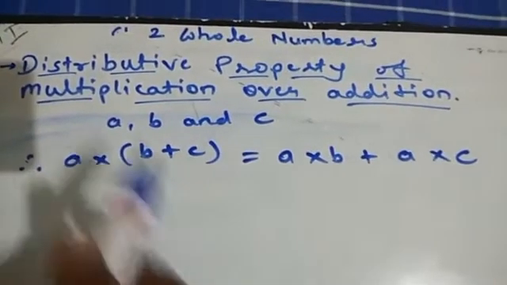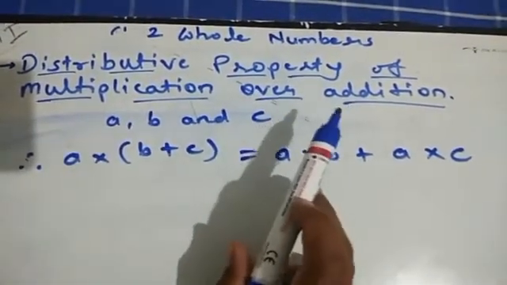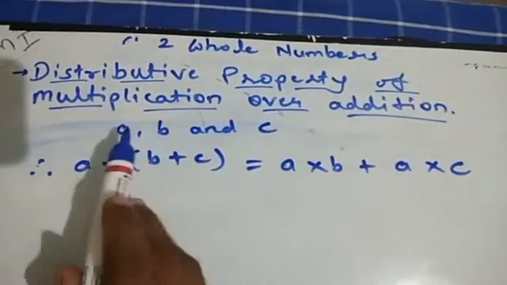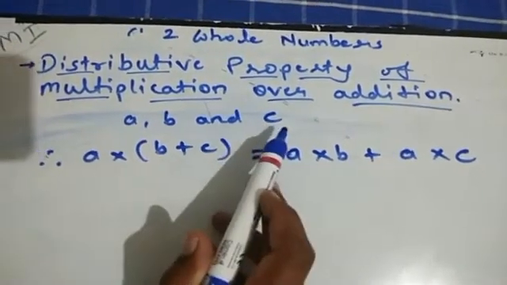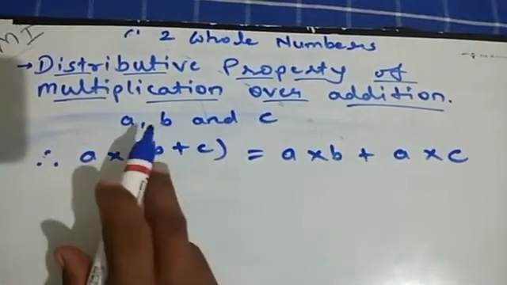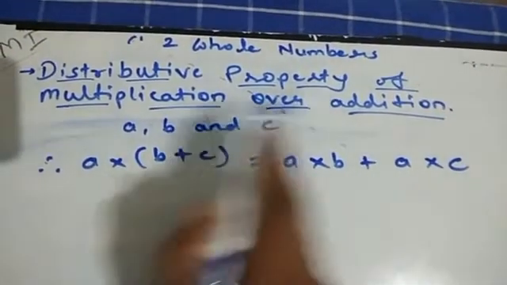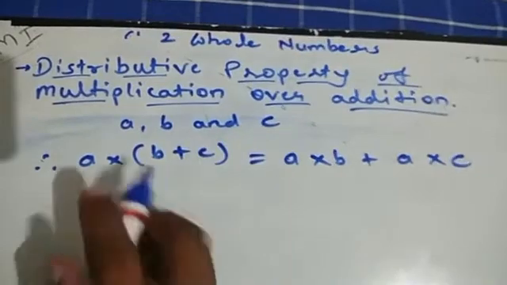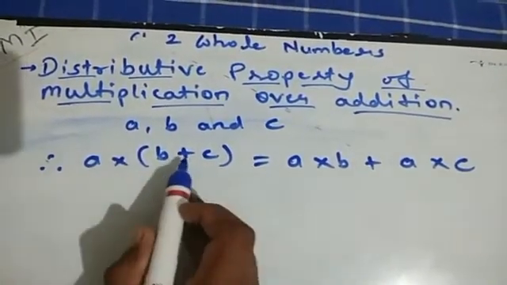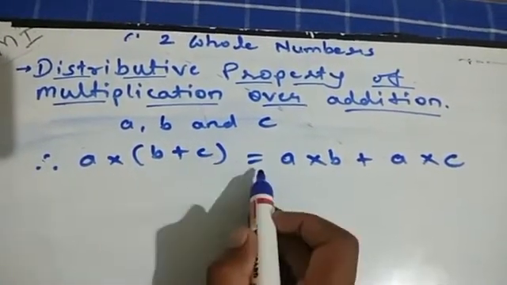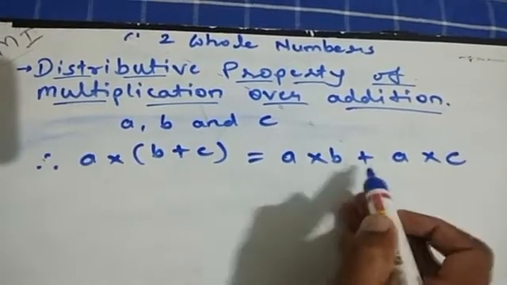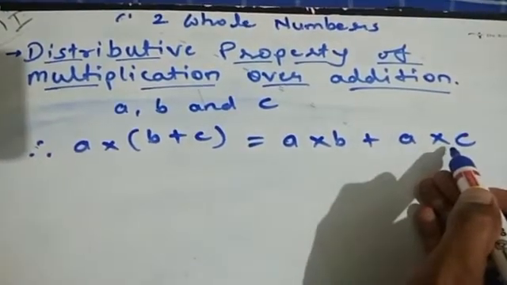Students, now see the distributive property of multiplication over addition. Consider A, B and C are three whole numbers. By using these three whole numbers, we are going to verify the distributive property of multiplication over addition. Now see here, A multiplied by (B plus C) is equal to A multiplied by B plus A multiplied by C. How did we get this?